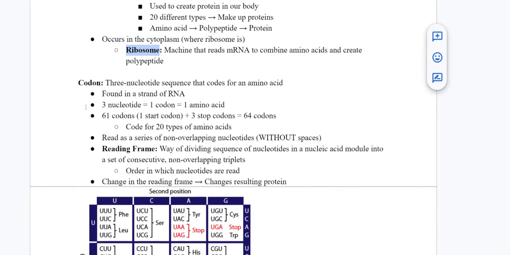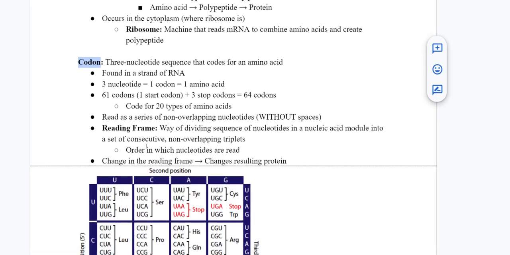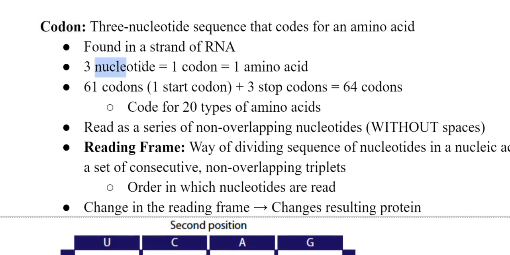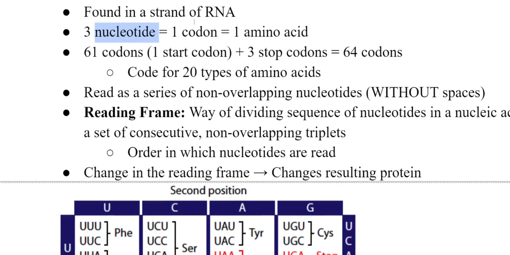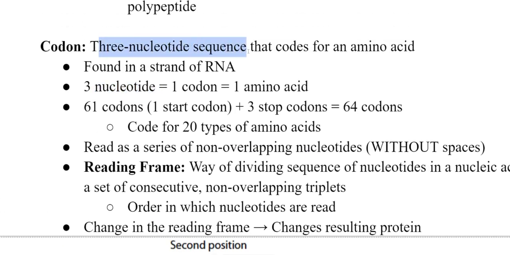Okay, now there's this thing called a codon. Very important. It's a three nucleotide sequence that codes for an amino acid. Very complicated saying, however, not that complicated. Okay, it's a nucleotide. What is a nucleotide? In RNA, it's AUGC, right? These are the four types of nucleotides. And it's a three nucleotide sequence.